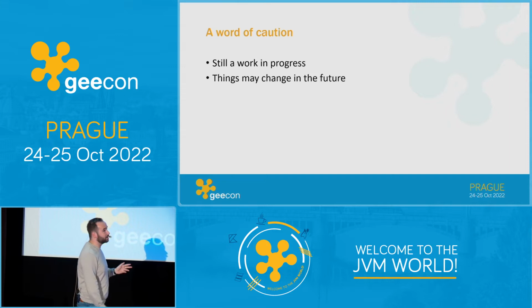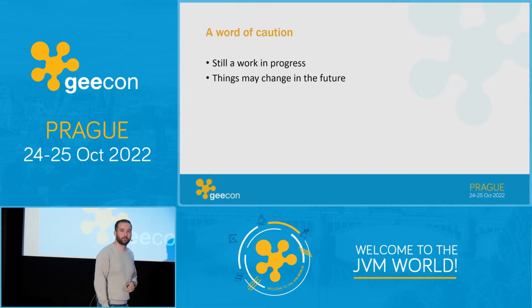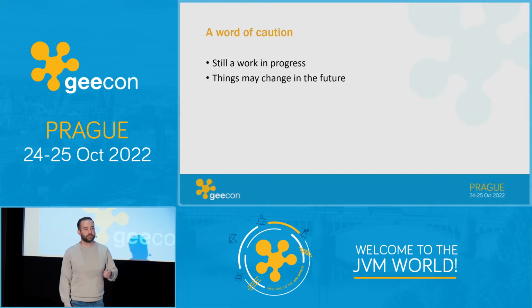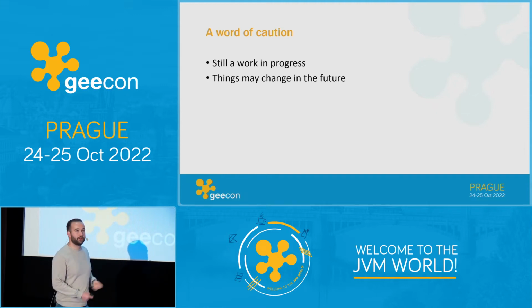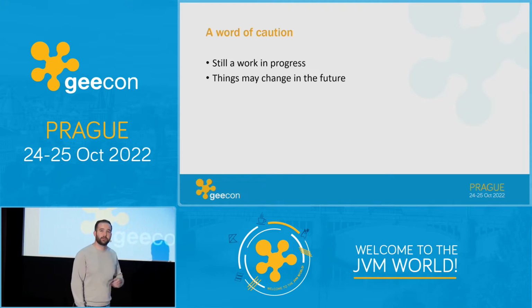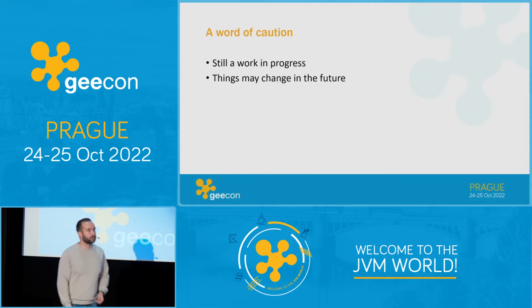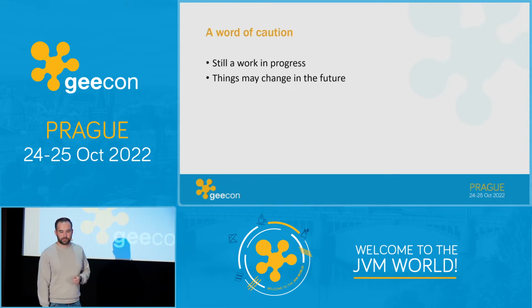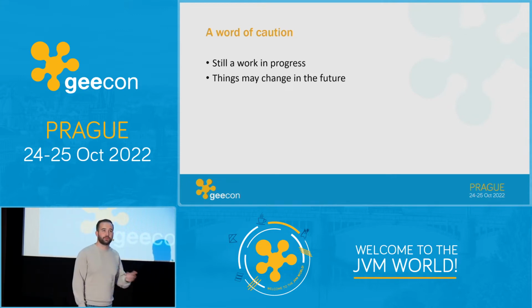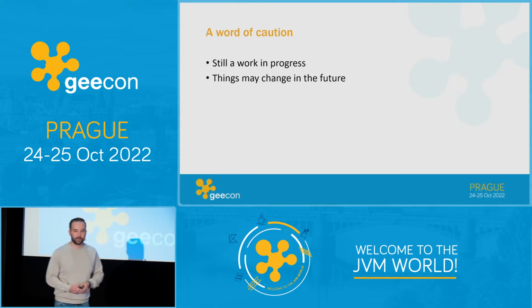So before we start, a word of caution. Project Loom, the virtual threads, and structured concurrency are still a work in progress, which means they can still change in the future. Every API I will call today, that you will see on the screen, will work with Java 19, but they are subject to change, so they may change slightly or heavily with Java 20, but the ideas behind them should stay somewhat similar.